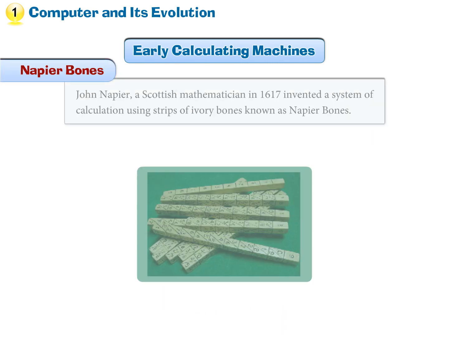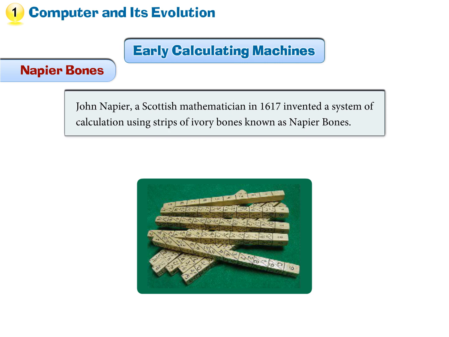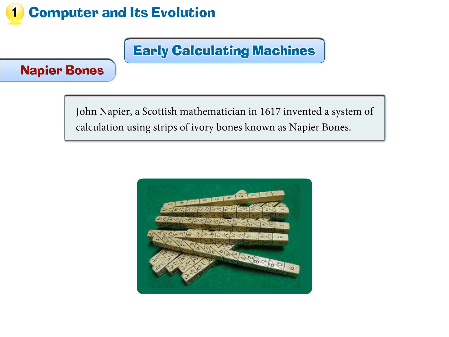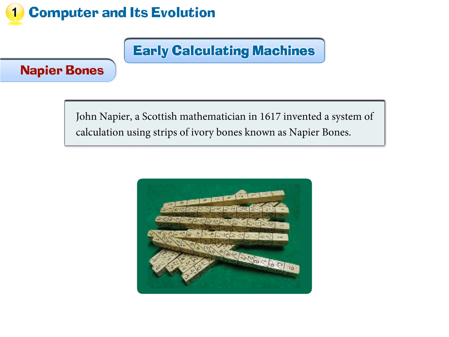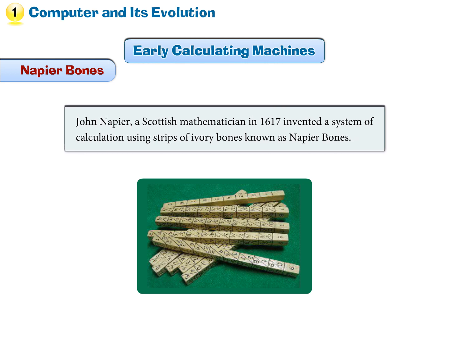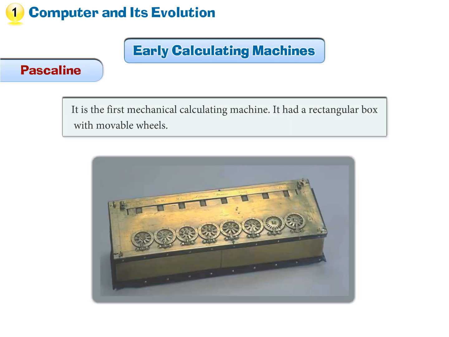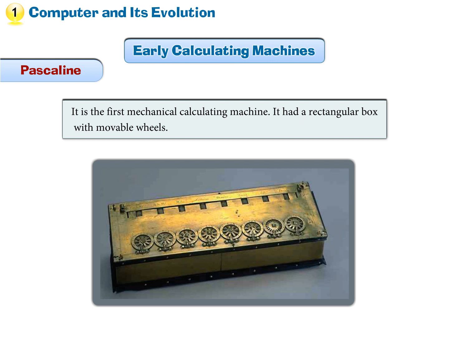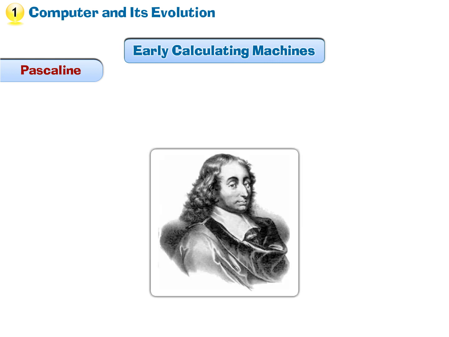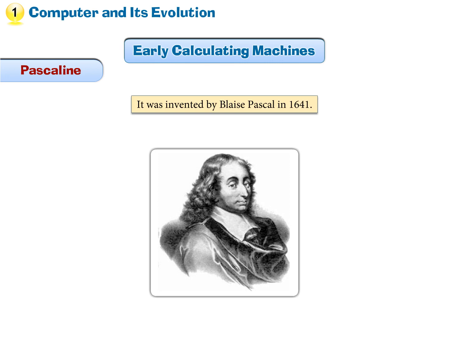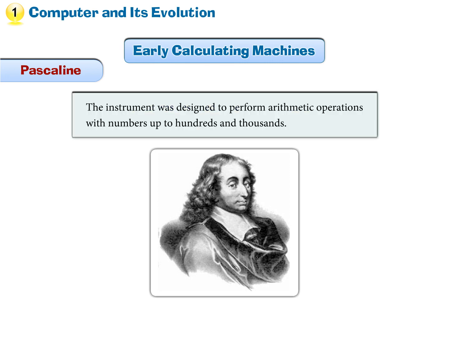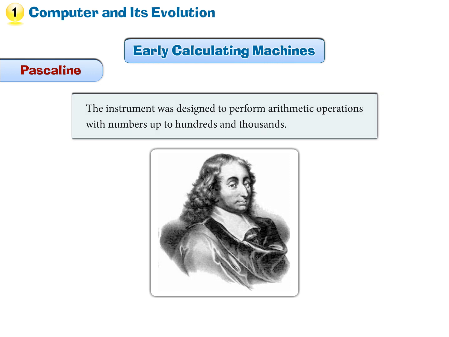Napier bones. John Napier, a Scottish mathematician, in 1617 invented a system of calculation using strips of ivory known as Napier bones. Pascaline. It is the first mechanical calculating machine. It had a rectangular box with movable wheels. It was invented by Blaise Pascal in 1641. The instrument was designed to perform arithmetic operations with numbers up to hundreds and thousands.